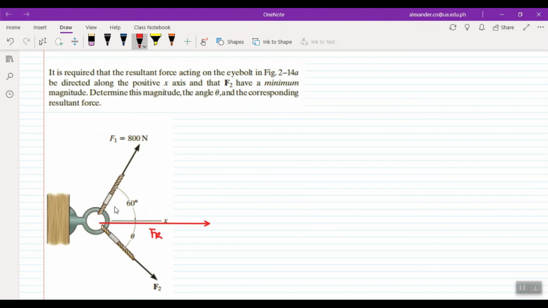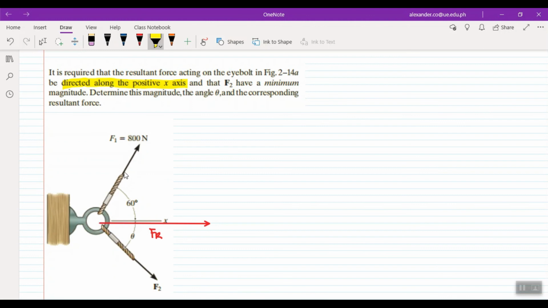Yun yung unang dapat natin naintindihan na problem. Sabi, yung resultant netong F1 and F2 be directed here along the x-axis or positive. So, positive, ibig sabihin going to the right. Malinaw na yan. Okay? Next. Ito. Sumunod, sabi, and that F sub 2, this one, have a minimum magnitude. Okay? Recall sa pinag-aralan natin. Yung magnitude ng F2 is a graphical representation. If F2 is very long, mas mahaba, ibig sabihin, mas mabigat ang kanyang magnitude. So, etong F1 na to, ang magnitude niya 800.